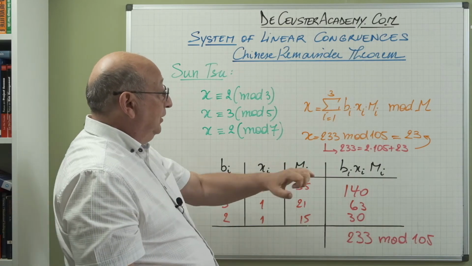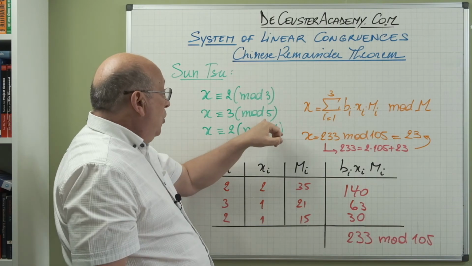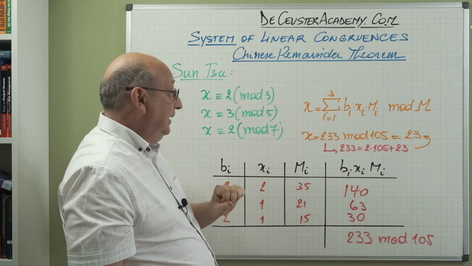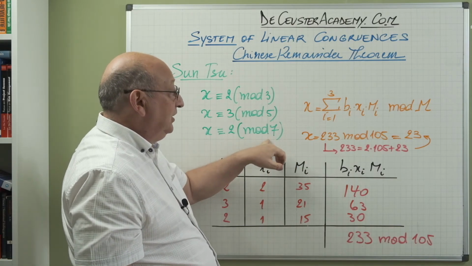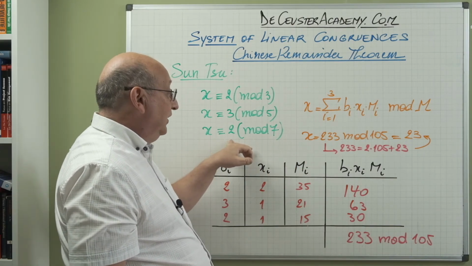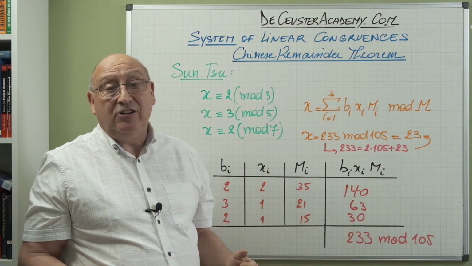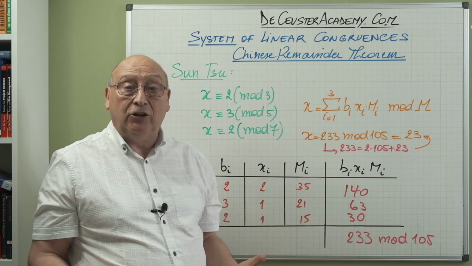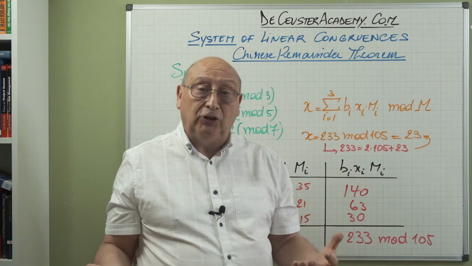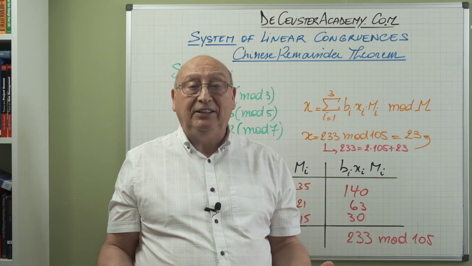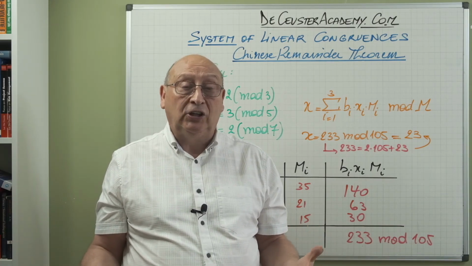23, well, when we divide 23 by 3, the remainder is 2. When we divide 23 by 5, the remainder is 3. When we divide 23 by 7, the remainder is 2. And that's basically the solution for this combination of linear congruences. That was the first part, the first video about the Chinese remainder theorem. We will do some other exercises in some other videos.